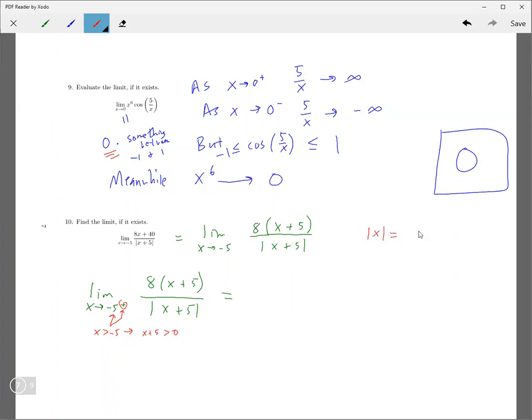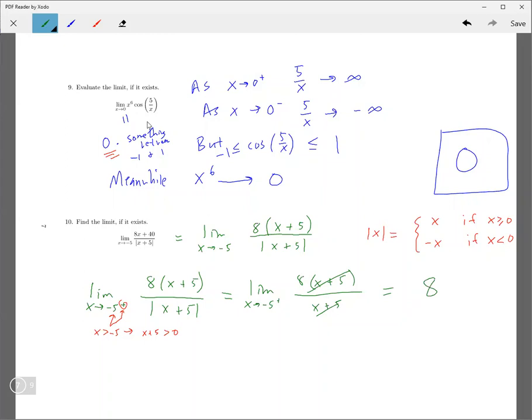The absolute value of x is equal to x if x is greater than or equal to 0, and it's equal to -x if x is less than 0. So that means this denominator is x plus 5. And then those will reduce to 1, and that's going to give you 8.